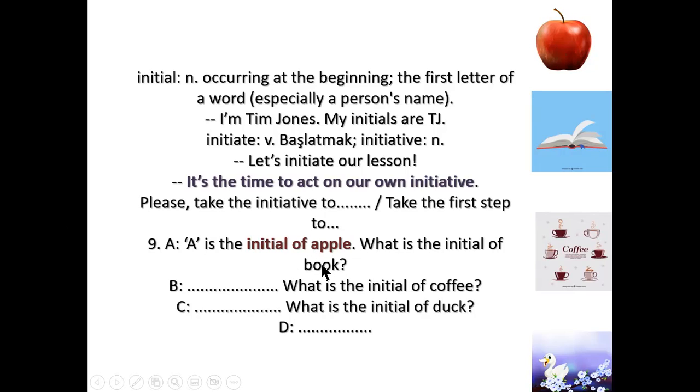What is the initial of book? B is the initial of book. What is the initial of coffee? It is C. What is the initial of duck? D is the initial of duck. This is a duck. Coffee, book, and apple.